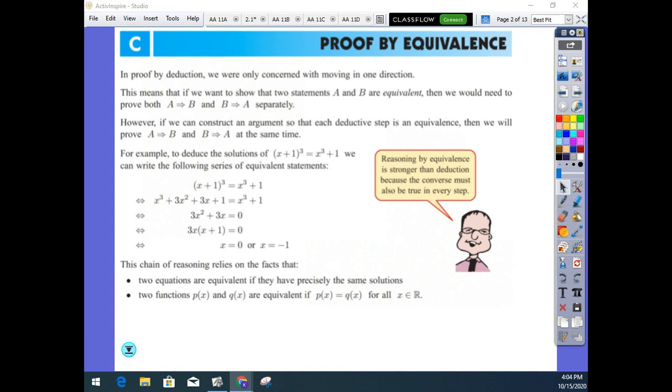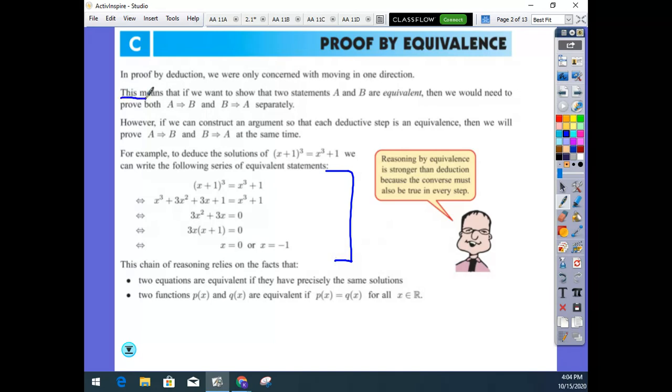Okay, so 5 or 10C is all about proof by equivalence. And a lot of this is very algebraic. If you want to follow this right here, this is just basic algebra. So let's start up here.